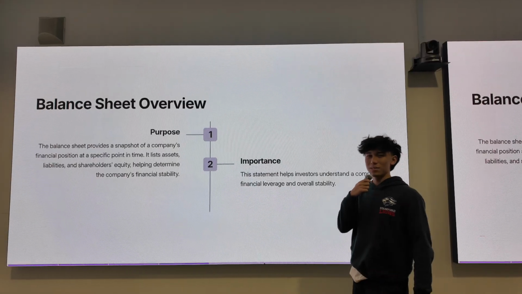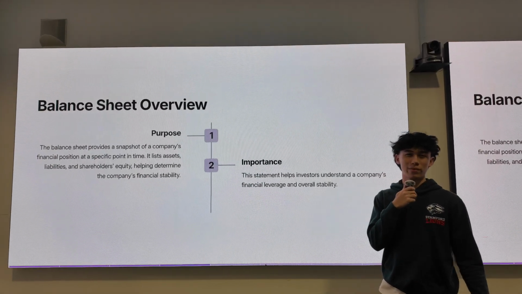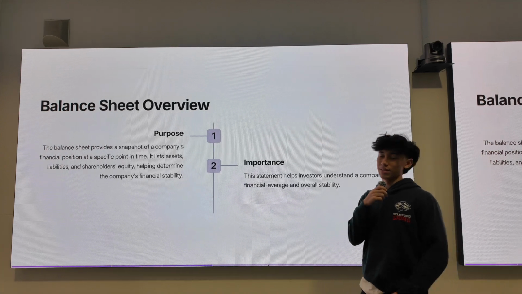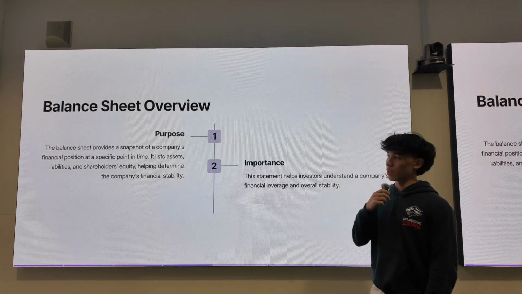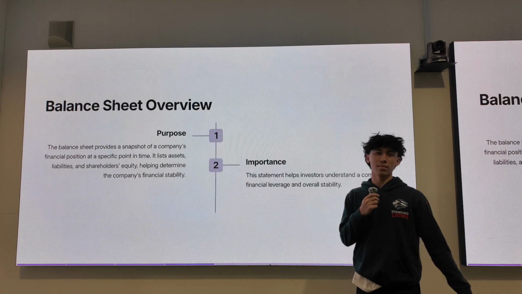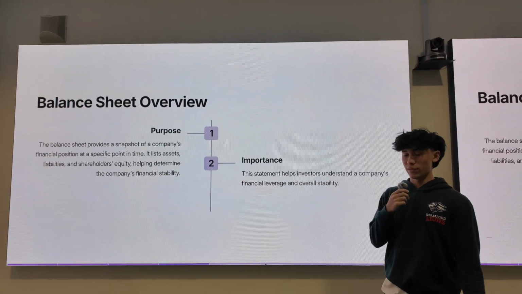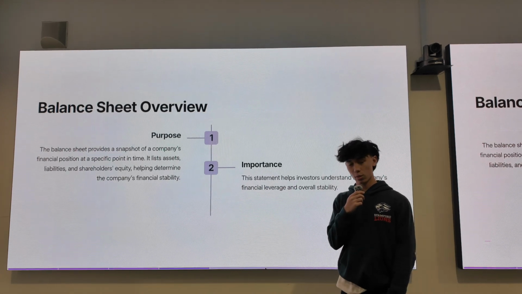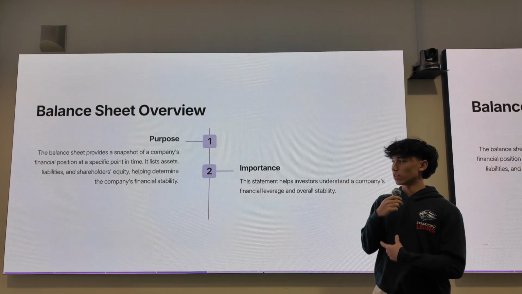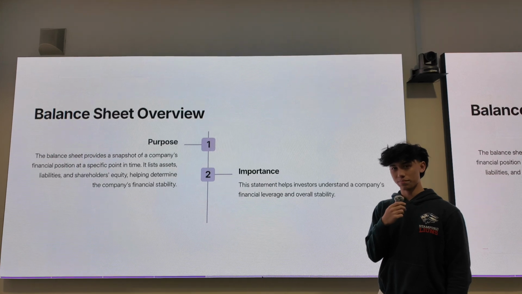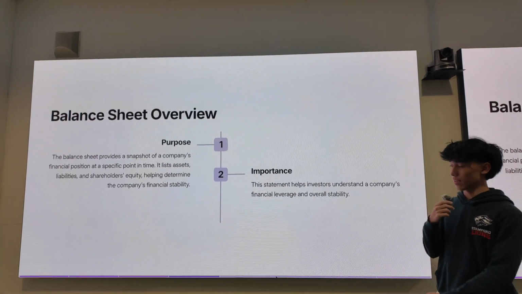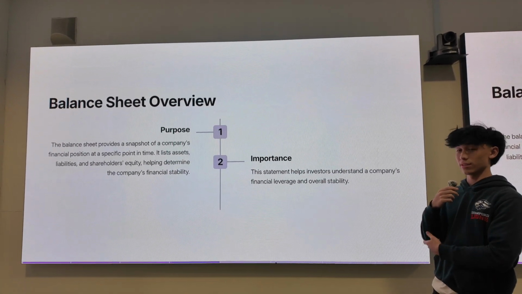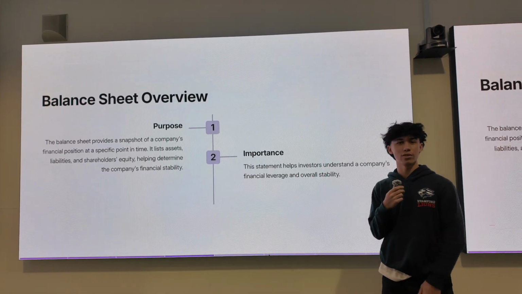Now we're moving on to balance sheets, also known as a company's statement of financial position. So basically, this sheet provides a snapshot of a company's financial position, as in the name, at a specific point in time. It lists the different assets, liabilities, and shareholders' equity, helping determine a company's financial stability. As stated, it is important in helping investors understand a company's financial leverage and overall stability.